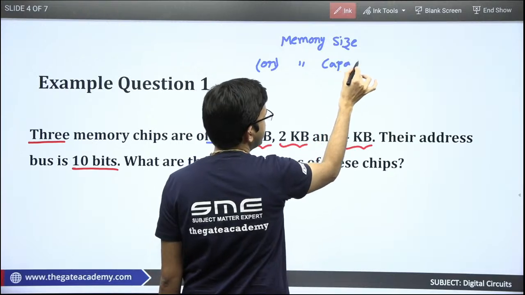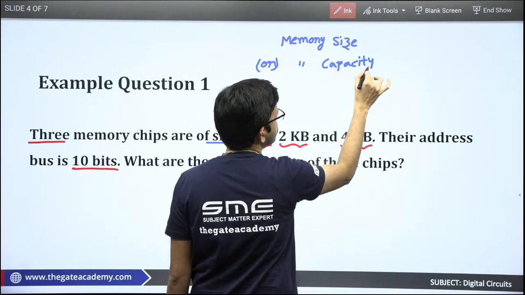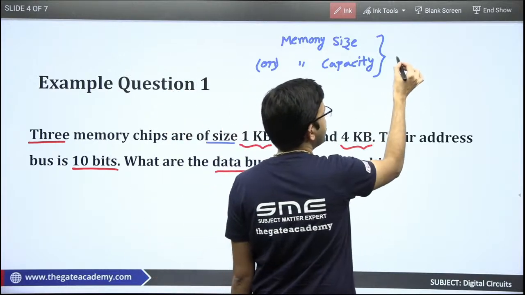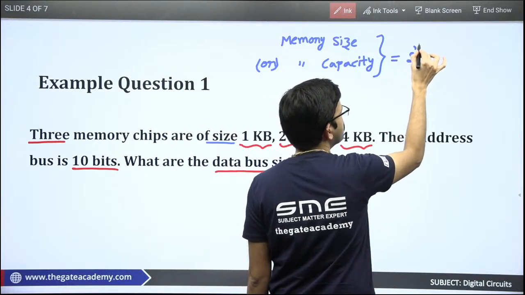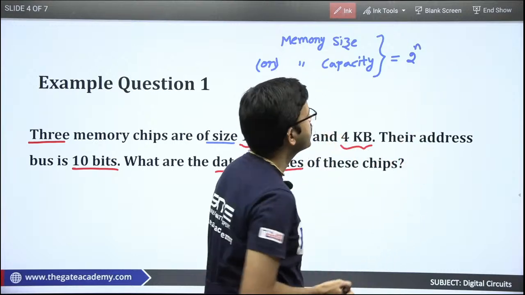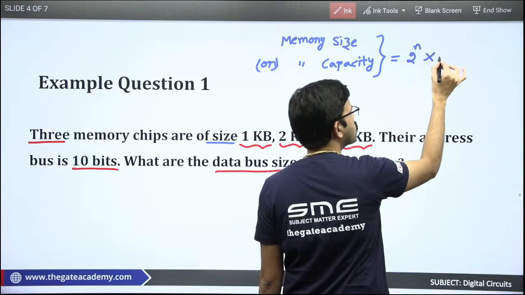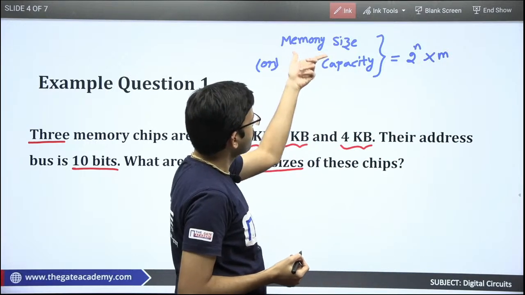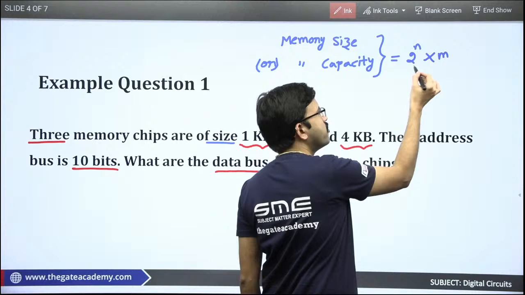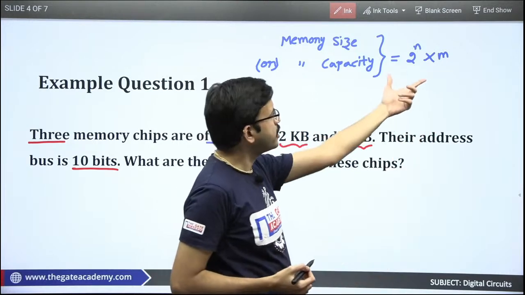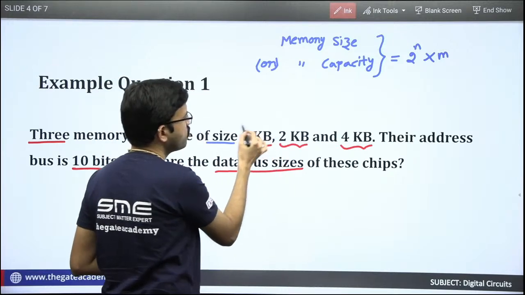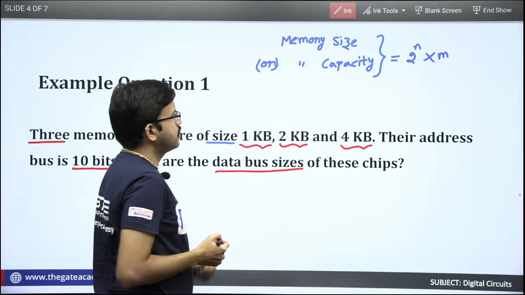The generalized formula you can write like this. If you have n address lines, with the help of n address lines you will get 2 power n memory locations, and in each location you can store m-bit data. So the size or capacity of the memory is 2 power n by m. This is the general representation. Sometimes when we multiply together, we represent it like this.